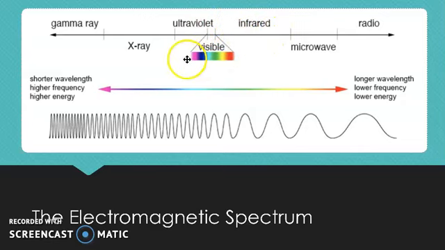It goes from the highest frequency with purple to the lowest frequency and longest wavelength, which is going to be your reds. And then everywhere in between is going to be your other colors.